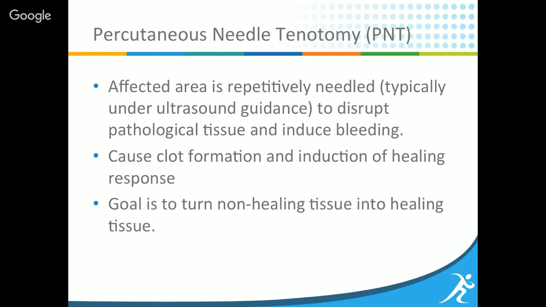What happens is you take a tendon which is painful, and you find that it does have evidence of tendinopathy. And what you do is you take a needle and fenestrate it about 30 to 50 times to induce bleeding and disorganization, to damage the disorganized tissue to hopefully cause it to remodel. That clot formation hopefully induces a healing response, and the goal is to turn non-healing tissue into healing tissue.